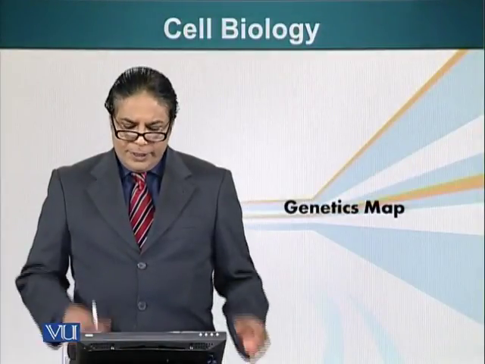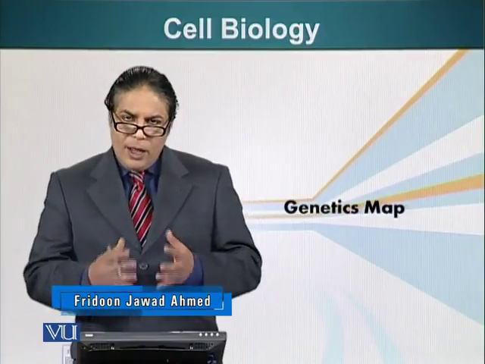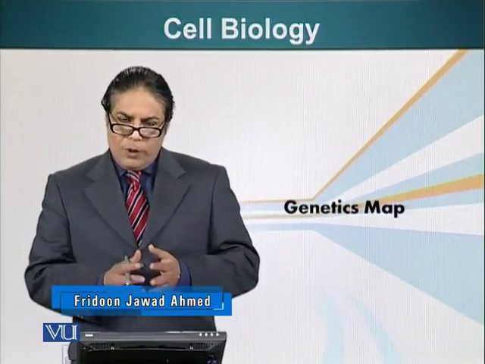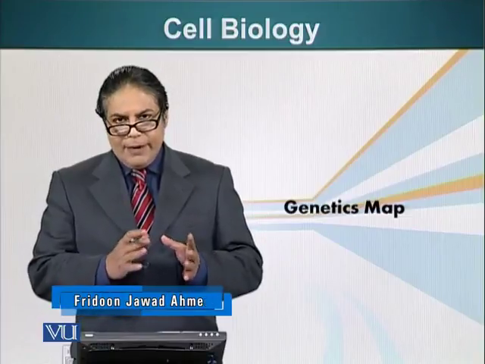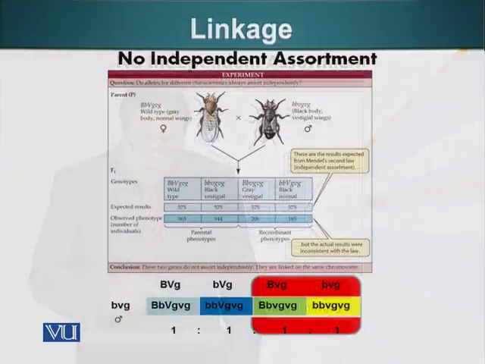In this module, we will see how the experiments of Morgan allowed geneticists to make chromosomal maps, that is, the relative positions of genes along the length of a chromosome. I have shown you this slide before too. Now we are going to focus on a different aspect of this experiment.